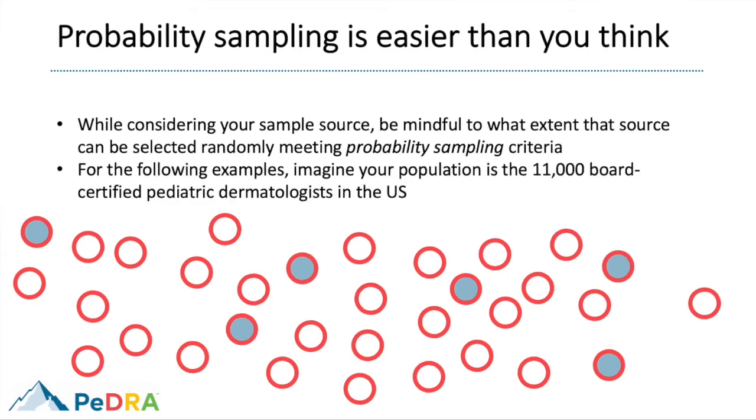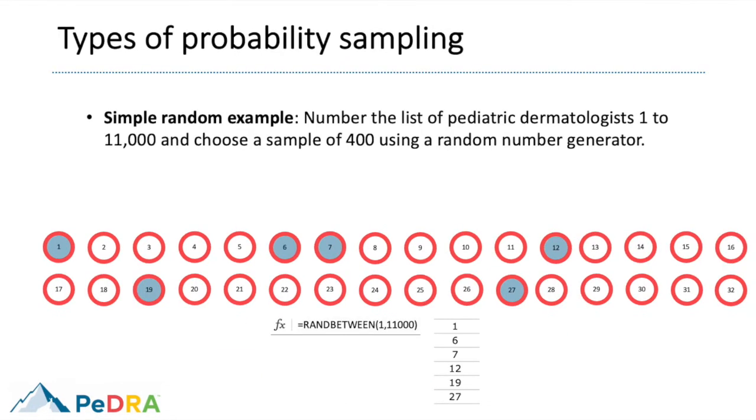criteria. For the following examples, I want you to imagine that your population of interest is the 11,000 board-certified pediatric dermatologists in the United States. Using this as an example, we're going to talk about the types of probability sampling. And the first is a simple random sample. So imagine that you have the total list of pediatric dermatologists. You have 11,000 in this list, and you want to choose a sample of 400.